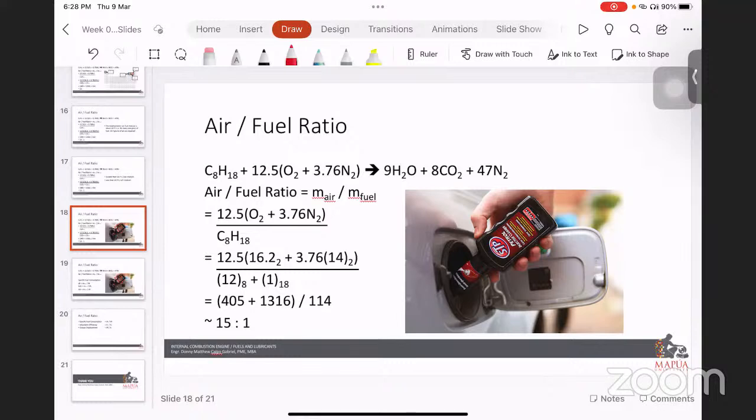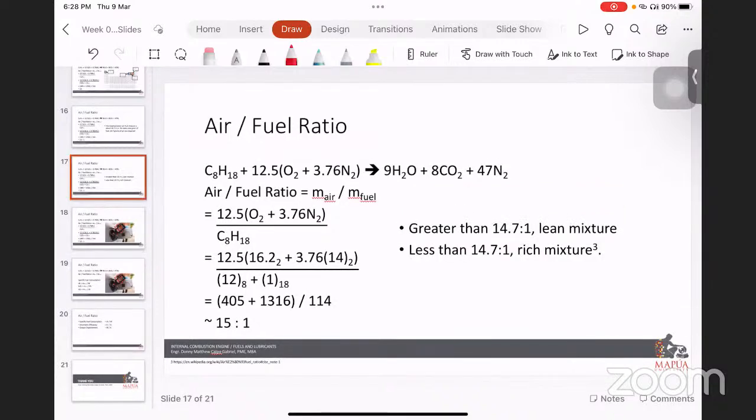Sir, question po. Yung 14.7:1 sa petrol po yun, di ba? Iba po ba yung sa diesel? Iba pa yung sa diesel, yes. Pero same formula lang po siya. Ay, magkakaiba ka doon sa C8H18. Iba yung chemical formula ng diesel. Yung diesel po. Okay po. Yes. If I'm not mistaken, homework niyo yan ngayon. Ay, okay po, sir. Thank you. Okay. That's a great question. Any more questions?